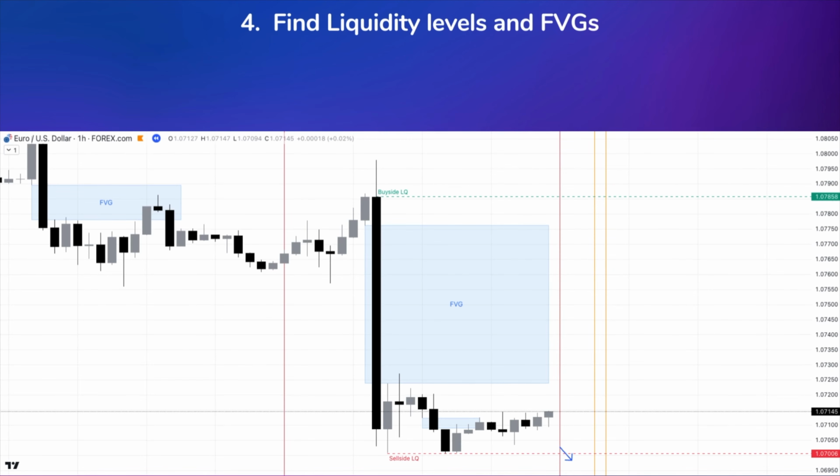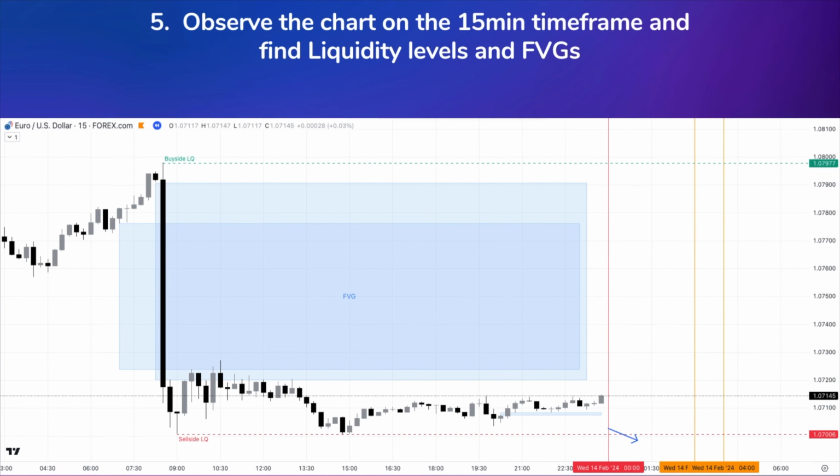And so we here have a big fair value gap from the previous day. There was a news day and we can see our buy side liquidity and our sell side liquidity levels from the previous day. Number 5, we're going to observe the chart on the 15 minutes time frame and find liquidity and fair value gaps yet again.